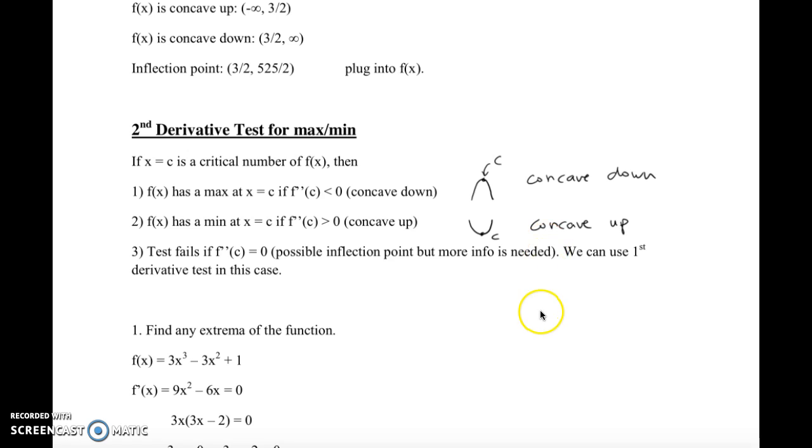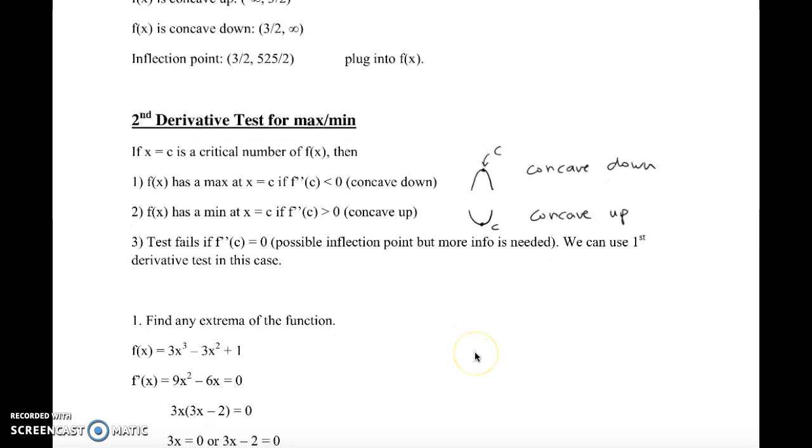The test will actually fail if your second derivative at the value c is equal to 0. You might have an inflection point there, but you need a little bit more information. Because the second derivative is equal to 0, you will back up and use the first derivative test in this particular case.